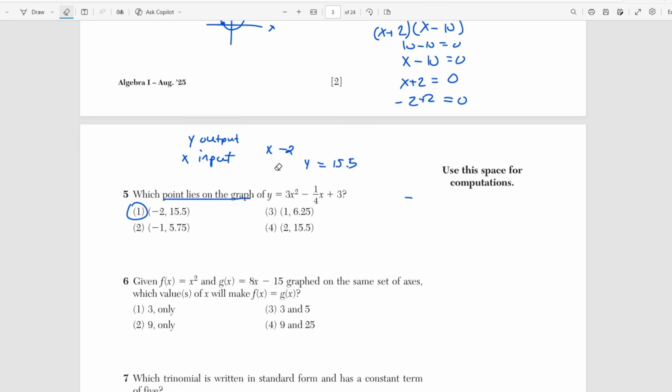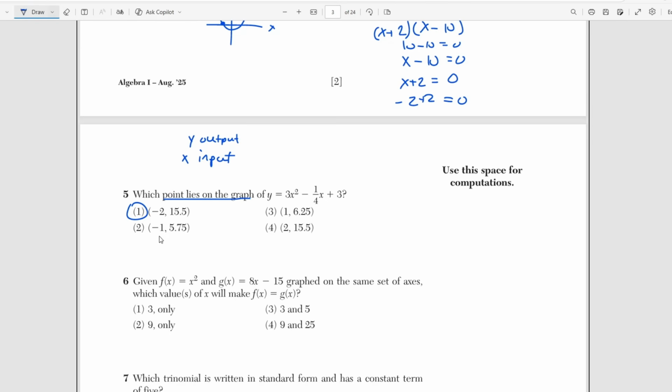An example of an answer that wouldn't be correct is this. This point is saying that if I were to plug in negative 1 into this graph, it would output 5.75 as the answer. In reality, if I plugged in negative 1 for x here, this would give me an answer of about 6.5, right? That's a different point. That's an entirely different y output. So this cannot lie on the graph because the y outputs don't match, okay?